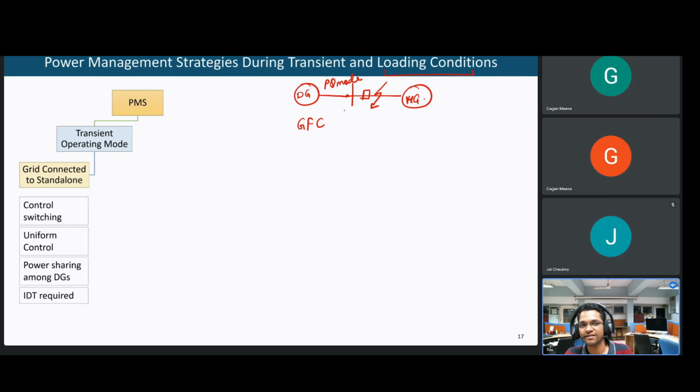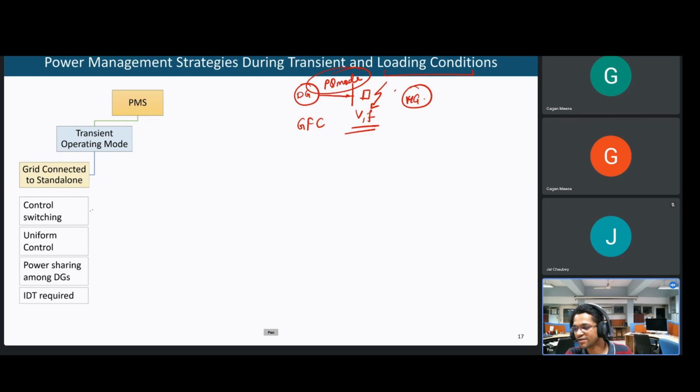before islanding, it was getting the V and F reference from the main grid. But now, when islanding is there, the main grid is no more. So it cannot operate in PQ mode. It has to operate in the voltage control mode. So some of the converters have to be grid forming.